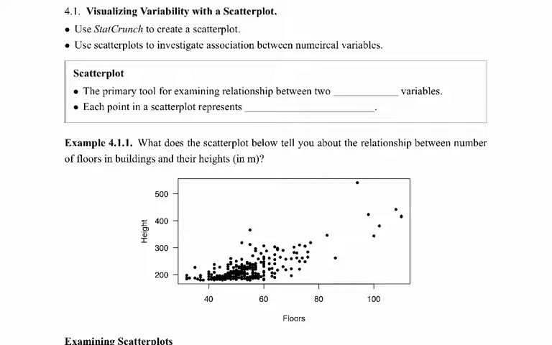But what do we mean by a scatter plot? A scatter plot is the primary tool for examining relationships between two numerical variables. So that's the key thing, we're looking at only numerical data. We want to look at the relationship between two numerical variables and see if one impacts the other in any way. Each point in the scatter plot represents one observation. So if we take all our data and put it on a graph, each individual point represents one observation.